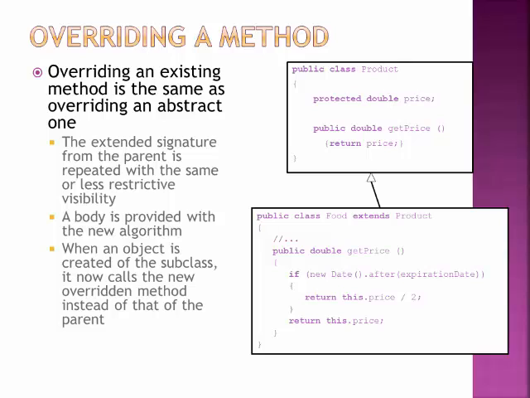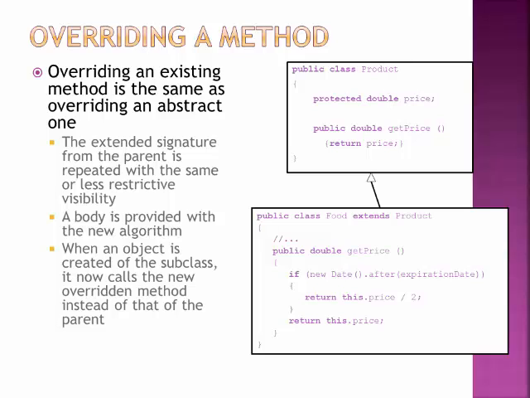I take that extended signature, the return type, the parameter list, the name of the method, and I repeat it. And it has to be as visible or more visible. It can't be less visible, as I said before. And then I change the behavior. I change the algorithm. Here's another look at it.